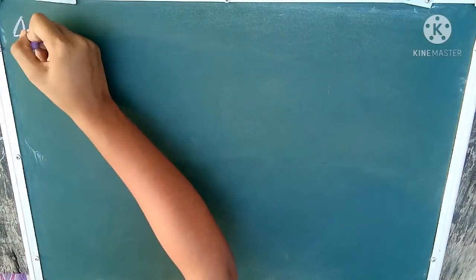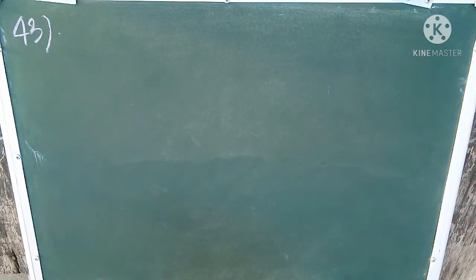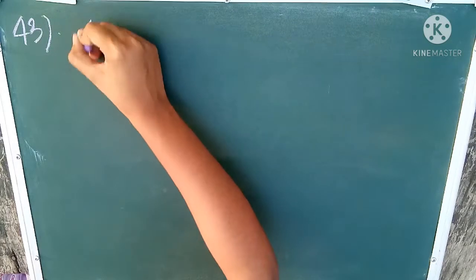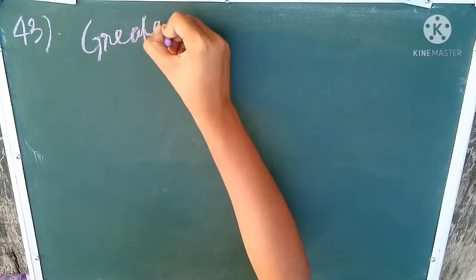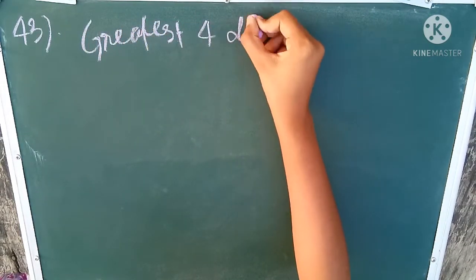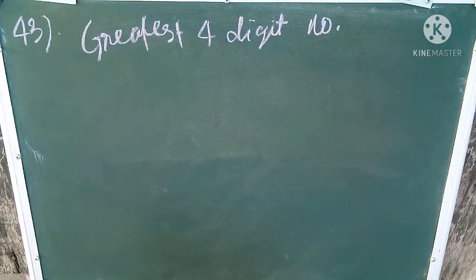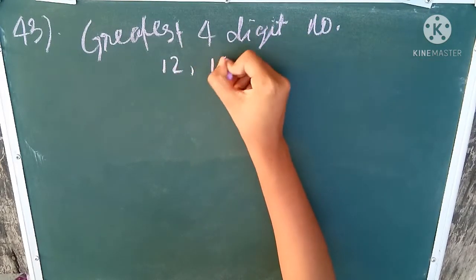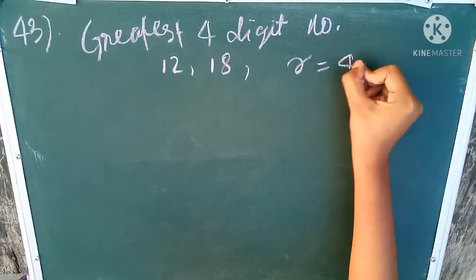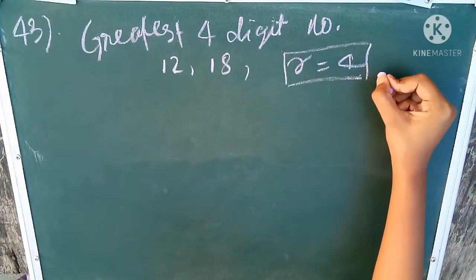In this video, I will be covering the remaining questions of level 2. So let us start with question number 43. Question number 43 says that we need to find out the greatest four-digit number which when divided by 12 and 18 leaves remainder 4 in each case.